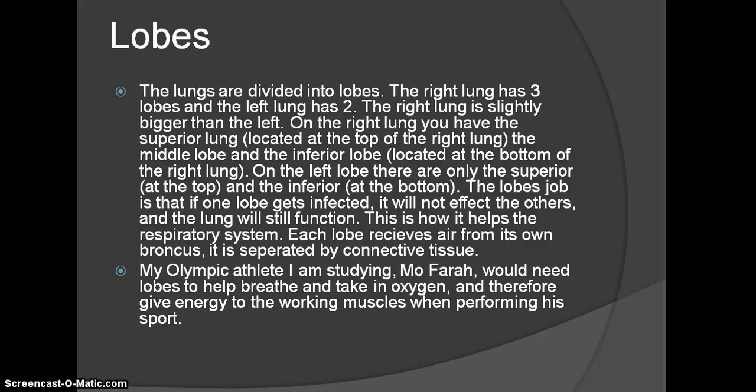On the right lung you have the superior lobe, located at the top of the right lung, the middle lobe and the inferior lobe, located at the bottom of the right lung. On the left lung there are only the superior at the top and the inferior at the bottom. The lobes' job is that if one lobe gets infected, it will not affect the others and the lung will still function. This is how it helps the respiratory system.